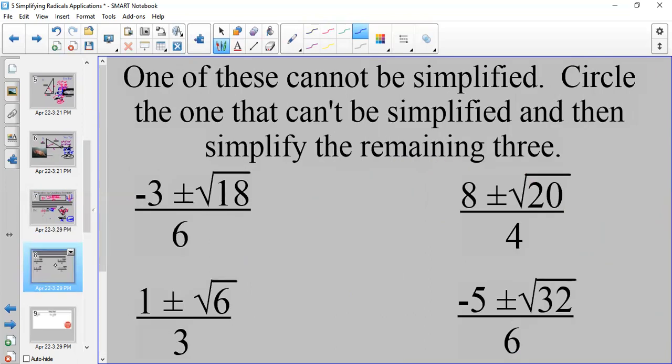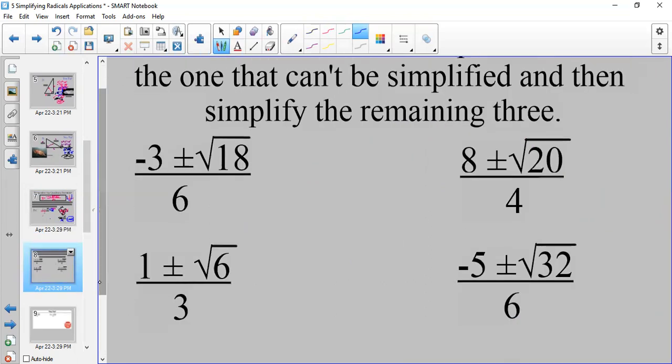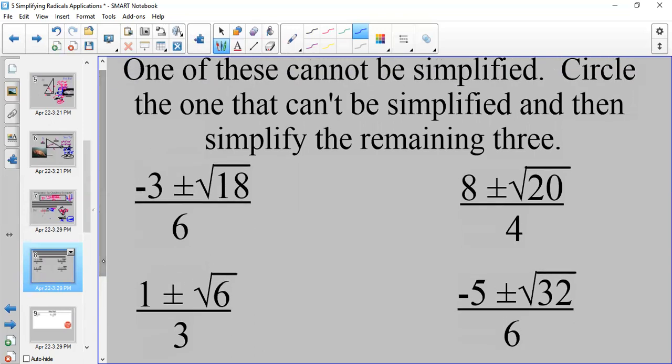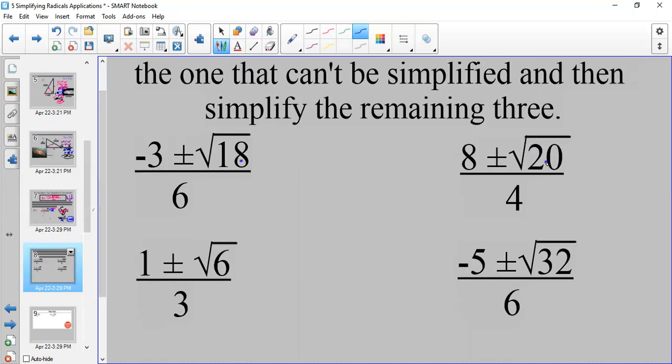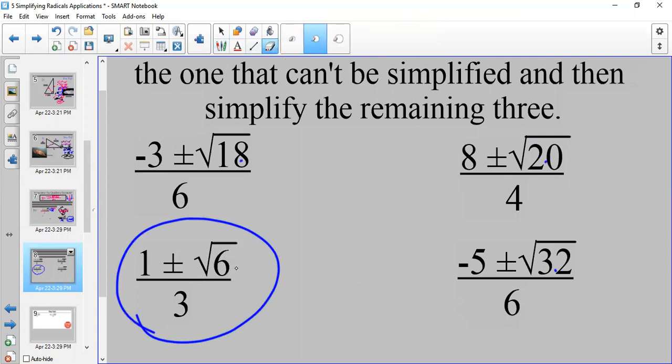Okay, so let's try a few more examples like this. So one of these is already as simplified as it can be. And that one, if I look at 18, 20, 32, and 6, the only one that can't be divided by perfect squares is this bottom one. Can't divide 6 by anything other than 2 and 3, and neither of those are perfect squares. So that one is done. The other ones all need to be simplified.